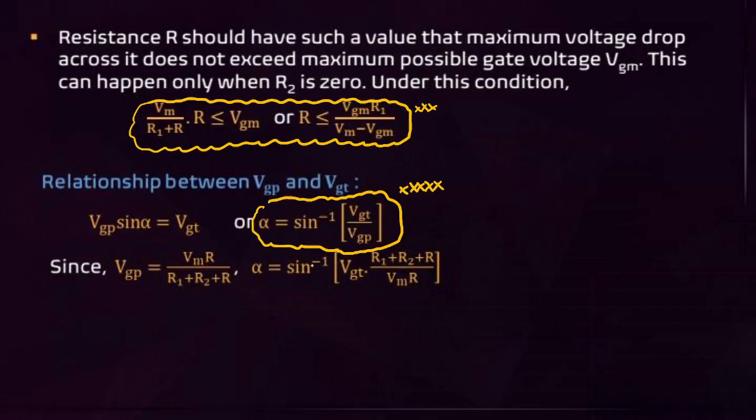In R firing circuit, alpha equals sine inverse of VGT by VGP, where VGP equals Vm into R by (R1 plus R2 plus R). What is alpha? This is the exact formula for alpha: sine inverse of VGT into this VGP formula that I substituted here. This is the simplified one, but no need to remember the simplified one. Just remember this formula and this VGP value. Separately calculate VGP and substitute here. VGT is given, then you calculate the firing angle.